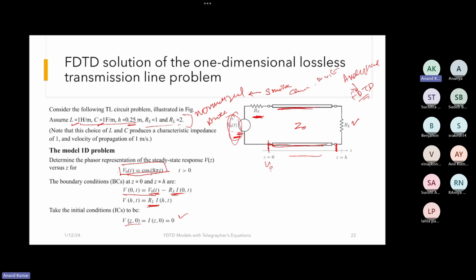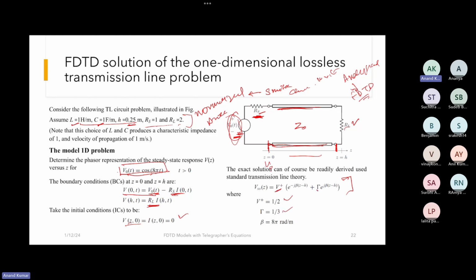You have just attached your generator, and you have load and source resistances. So the exact solution, if you solve the wave equation, will be given by something like this, and you will have your V plus value and your reflection coefficient values and your propagation constant value. So this is the analytical solution. You can write your MATLAB codes by yourself. Since this is a CEM course, I won't be teaching you this, but once you have done this, you can verify what we do with FDTD.